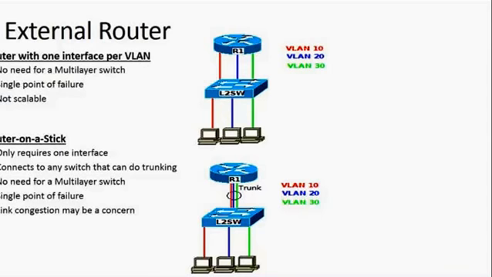Again, though, we've got a single point of failure, and our other big concern would be link congestion. So we've got one link, let's say even if it's a gigabit link, it may become congested depending upon the number of VLANs you try to send across it or how much VLAN traffic you try to send across it.